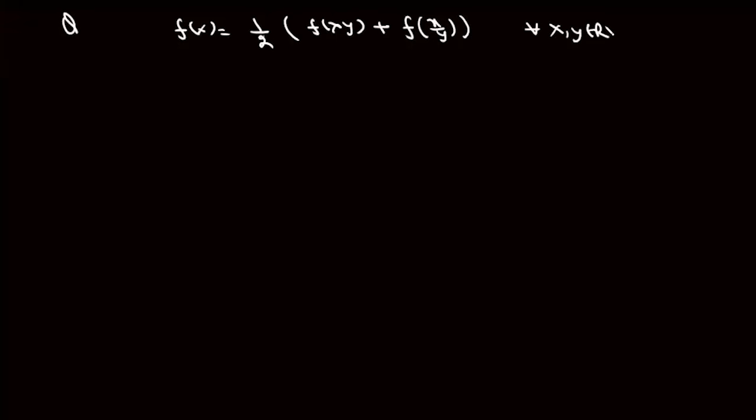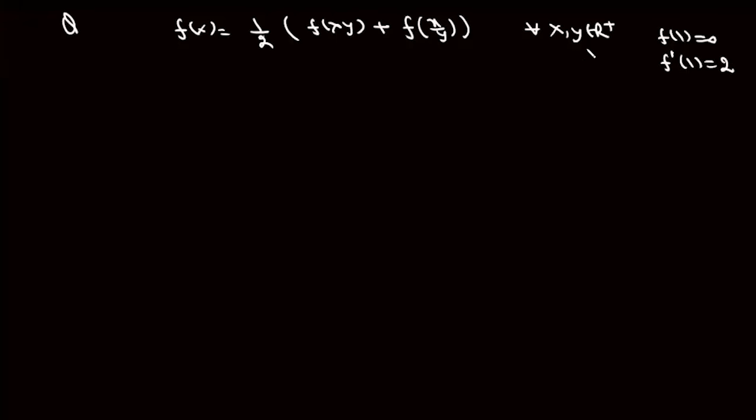Now here the question is, we are given a function f(x), which is 1 by 2 [f(xy) + f(x/y)] for all x, y belongs to R positive, and it is given that f(1) is 0 and f'(1) is 2. We need to answer some questions for which we need to find f(x) first.